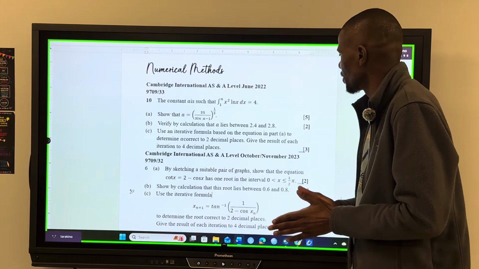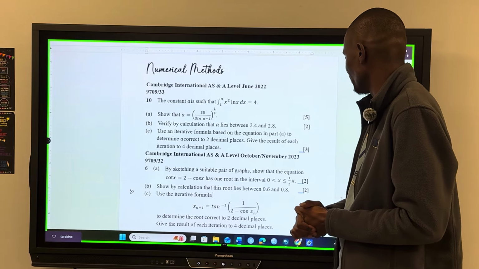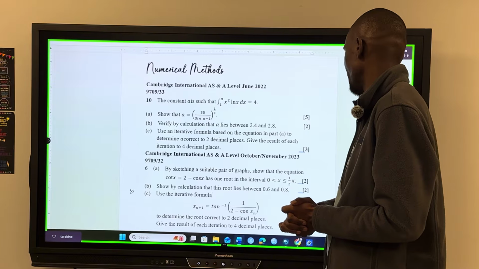From November 2023, 9709/32. Part A: by sketching a suitable pair of graphs, show that the equation cot x equals 2 minus cos x has one root in the interval from 0 to pi over 2. Part B: show by calculation that this root lies between 0.6 and 0.8.